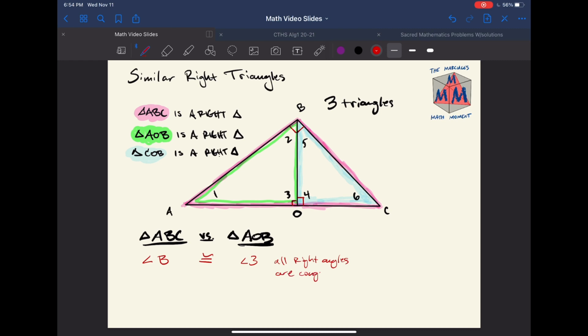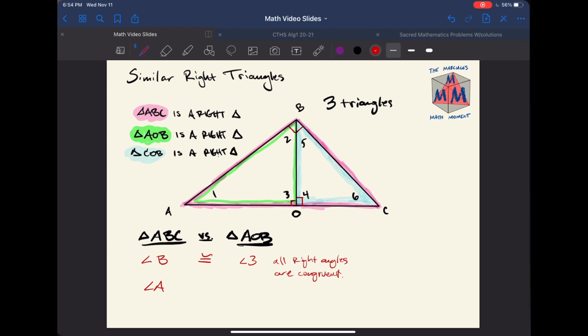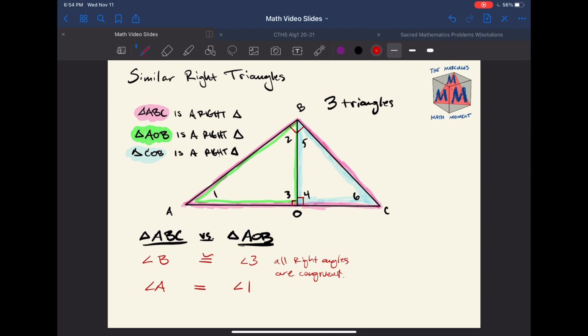Let's find another angle they have in common. Let's look at the two acute angles. Well, right away, I'm going to look at angle A for the big triangle because I notice that it's in the same position as angle 1 for my green triangle. It's actually the same angle, I just labeled it differently to tell it apart. Angle A is congruent to angle A, or 1 is congruent to 1. That's reflexive. So now I have two angles in two triangles that correspond, that are congruent. By the angle-angle postulate, those two triangles are similar.